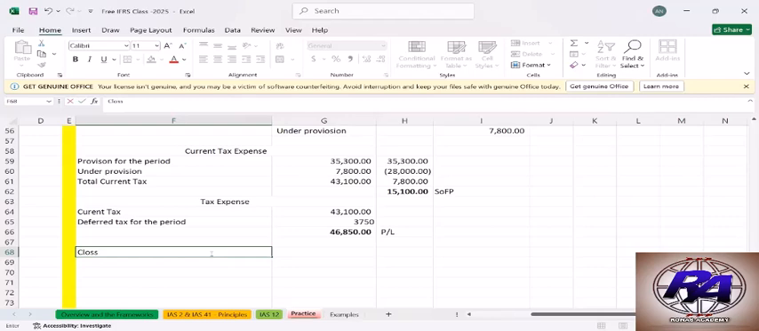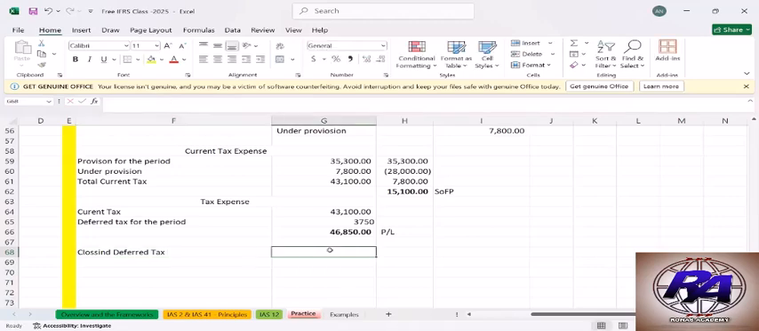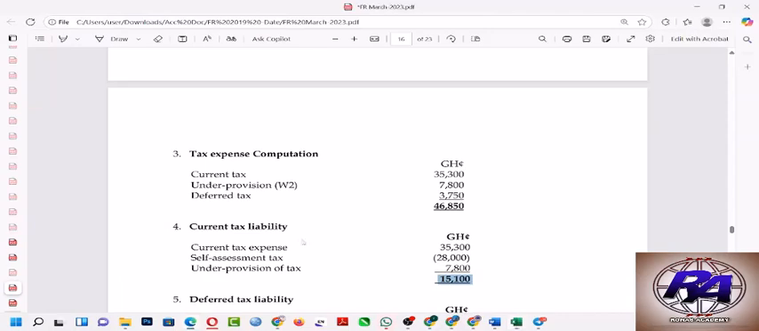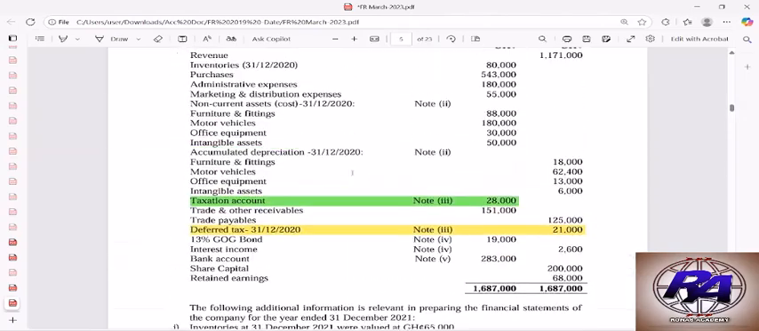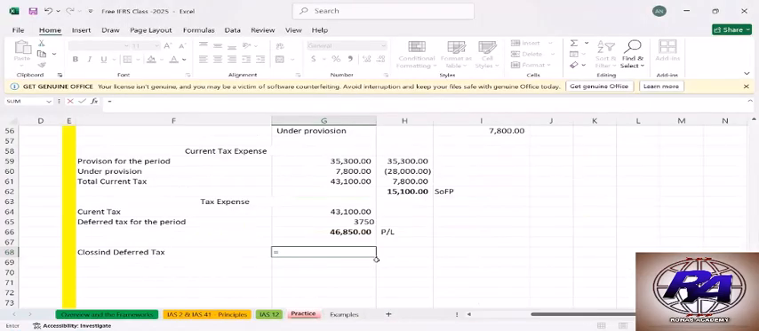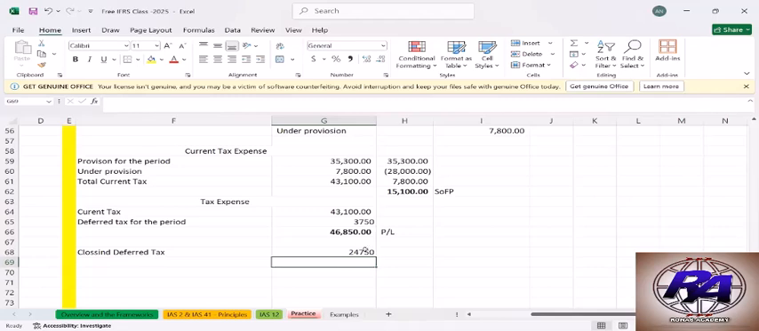So closing deferred tax. Mind you, we have opening deferred tax and we have deferred tax for the period. So what we are supposed to do is just take the two. What is our opening deferred tax? We take the opening deferred tax over here, the opening deferred tax from the trial balance of 21,000. And then we add our deferred tax for the period.